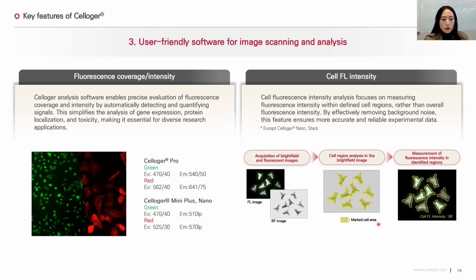This targeted approach not only removes background noise but also addresses the limitation of the mean fluorescence intensity methods, where a lower fluorescence level in the background can underestimate overall intensity values. By isolating fluorescence within defined cell regions, the cell FL intensity method delivers more accurate and reliable experimental data.